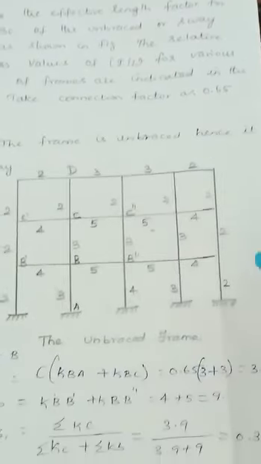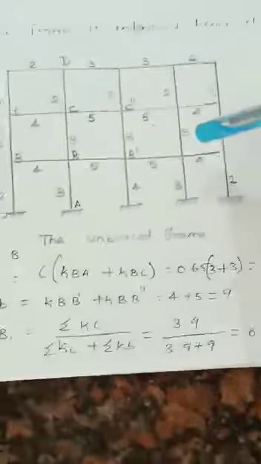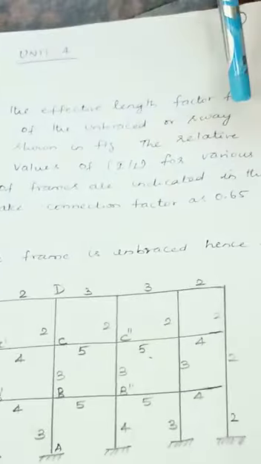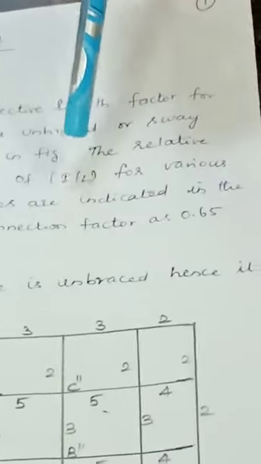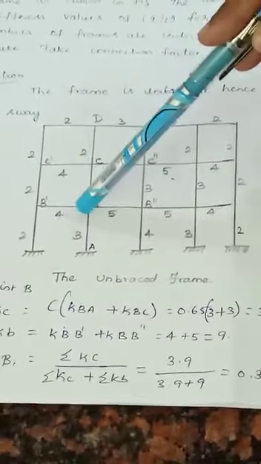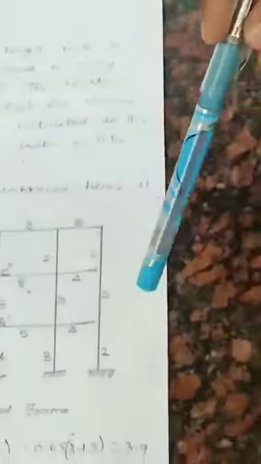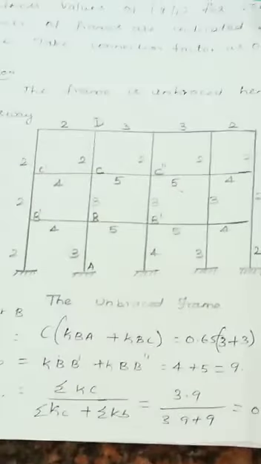Here you can see a figure with 1, 2, 3 floors, in which a number of columns and a number of beams are there. In the question, it is asked to determine the effective length factor for column BC for the unbraced column. That means the column will sway. The relative stiffness values of I by L are given in the picture itself, where you can see 4, 4, 2, 3, 5, 3, etc. for all the columns and beams of various members in the frame. This is called a frame.